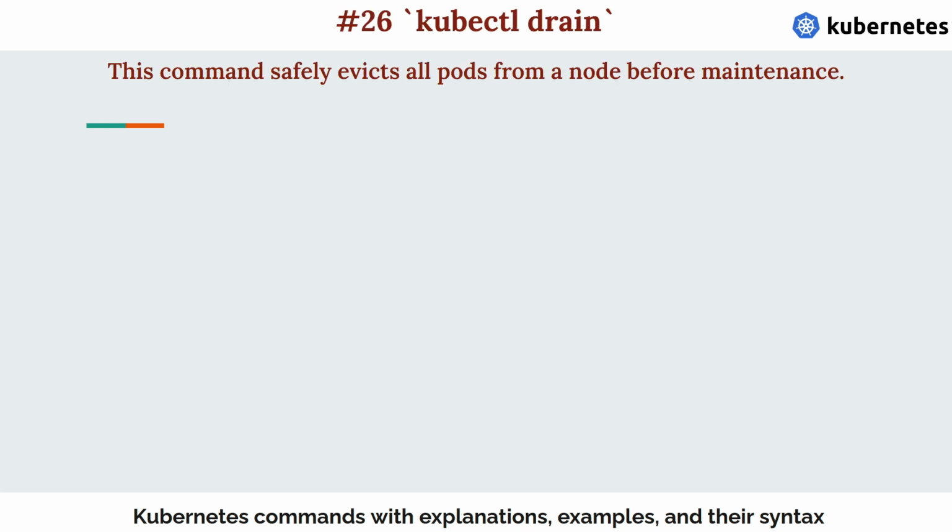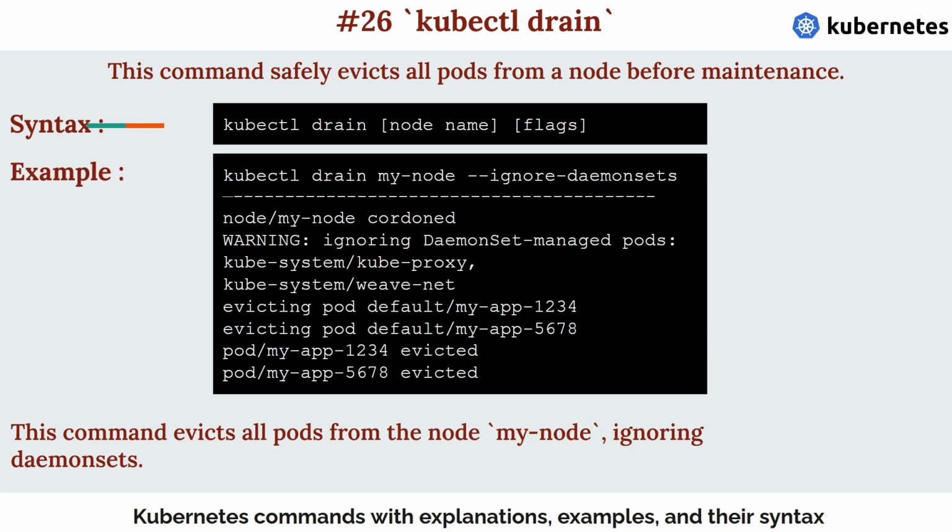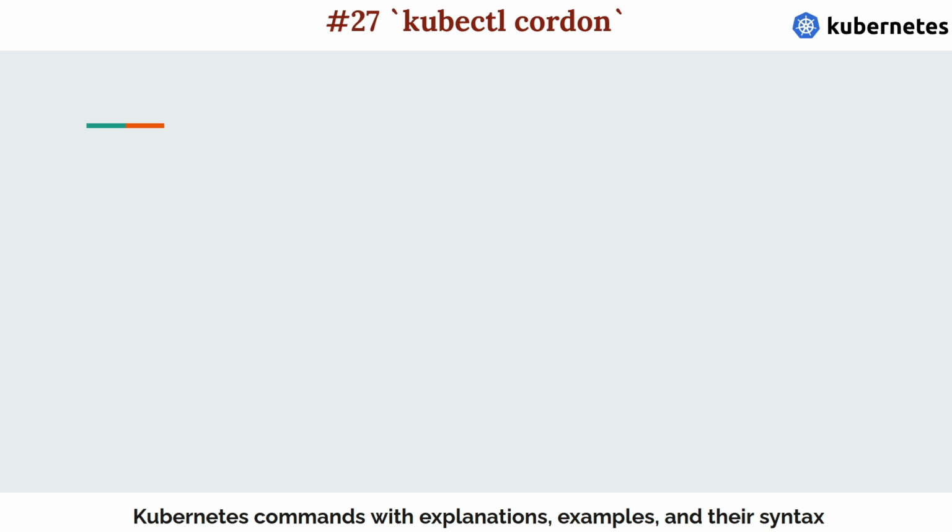Let's see the syntax. The usage of the kubectl drain command starts with the kubectl drain keyword, then node name and flags. This command evicts all pods from the node mynode, ignoring daemon sets. Next command is kubectl cordon. This command marks a node as unschedulable.